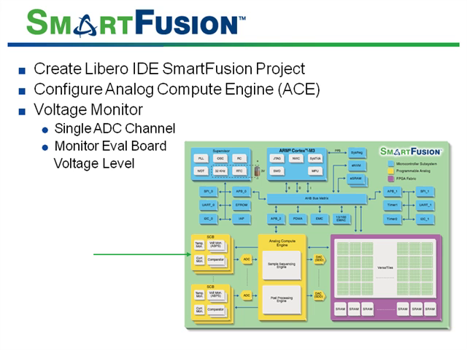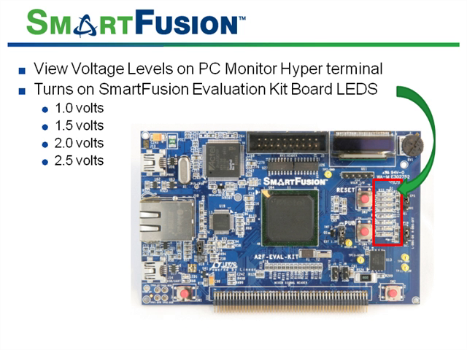This mixed-signal design will configure one of the 32 SmartFusion ACE analog channels to monitor the voltage across the potentiometer on the SmartFusion evaluation kit board. The ACE will be configured to monitor specific voltage levels and then switch on the LEDs on the evaluation board as the voltage reaches pre-assigned threshold values of 1.0, 1.5, 2.0, and 2.5 volts. At the same time, you will be able to see the actual voltages through the HyperTerminal application on the PC monitor.